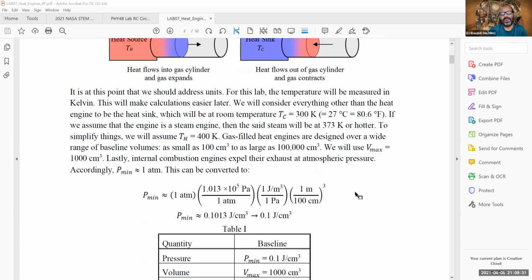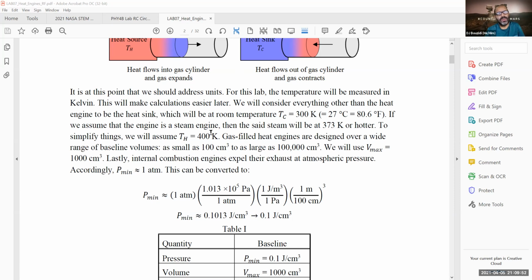This is the typical numbers that we're going to be working with throughout this lab. The temperature T-cold is about 27 degrees Celsius, which is roughly room temperature. We're rounding it to 300 Kelvin. And the T-hot in this case is usually the boiling point, or slightly more than the boiling point of water, which is 373.